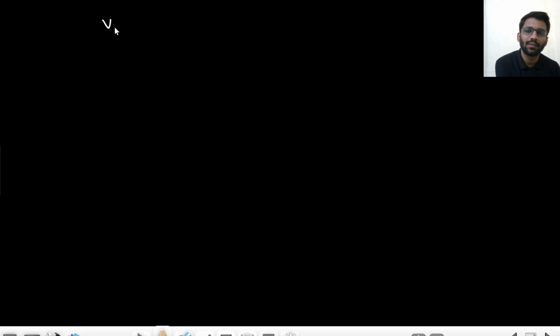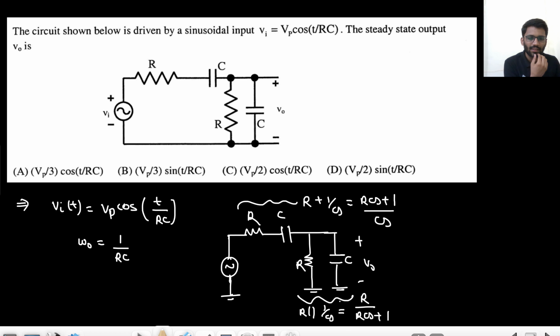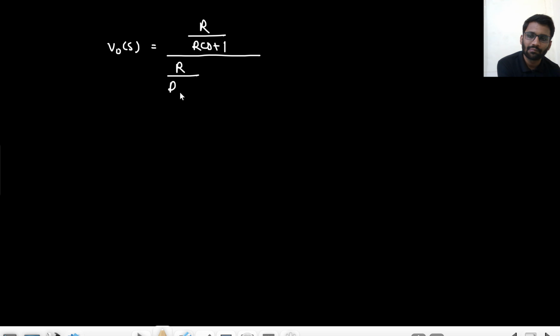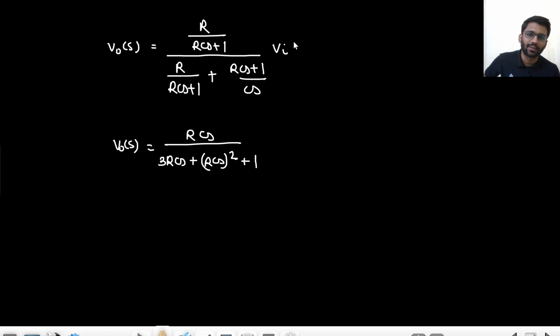So how will I write my V naught S? V naught S would be R upon RCS plus 1, upon R upon RCS plus 1 plus RCS plus 1 upon CS. So here it will come RCS upon, you just need to solve it. This is simple mathematics. You can solve, right? RCS plus RCS whole square plus 2 RCS will be there. So it will become 3 RCS plus 1. So this will be my V naught S, into V in S, I forgot. Into V in S.